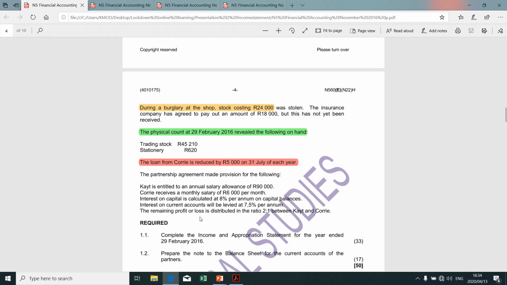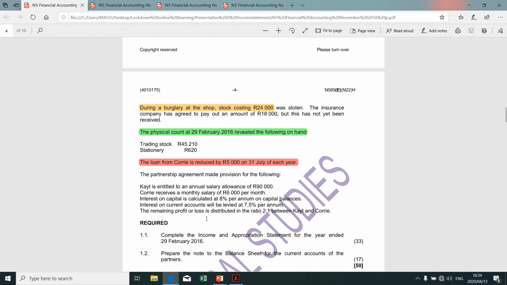Lastly, the share of profit will also be taken into account. I'd like to specify that if it's a loss, it will be taken to the debit side as it adversely impacts the partner's share of interest. If it's a credit, it's favorable to the partner and it will be taken to the credit side.